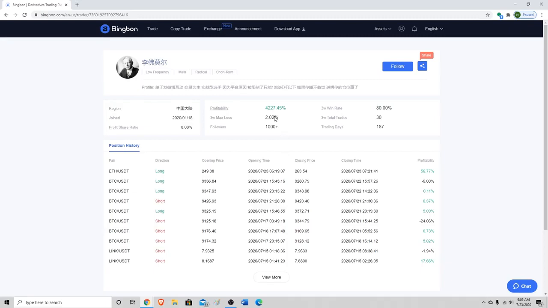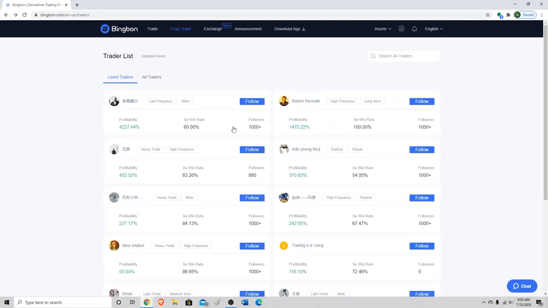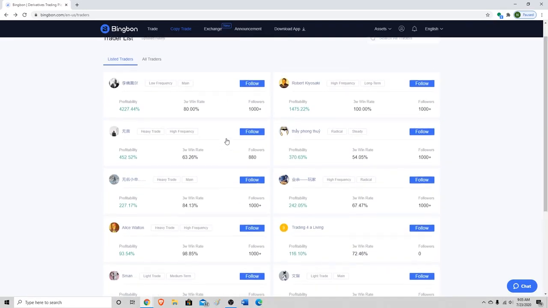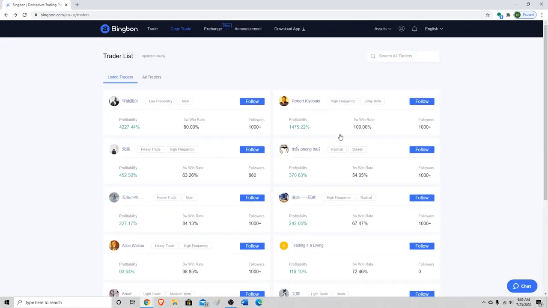3-week max loss is 2%. That's pretty good. 3-week win rate, 80%. That's really good, especially with a max loss at 2%. 3-week total trades, 30. So it doesn't look like he's over trading. 10 trades a week. I'd say that's not too bad. And a 4,000 profitability. So this guy looks like he's a pretty solid trader. And he's obviously number one on here, and he's got 1,000 plus copy traders. So it's probably hard to lose when you have that many people copy trading you anyway.